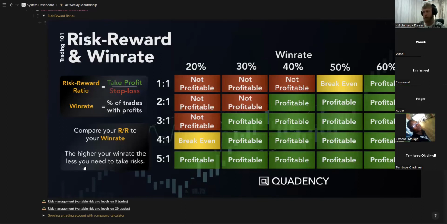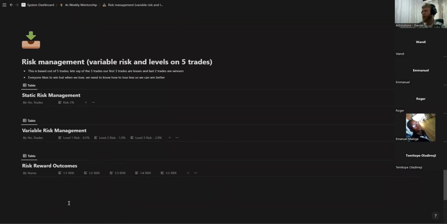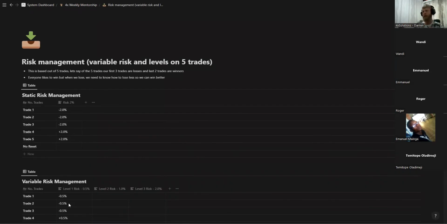So I'm going to show you something over here. And we classify this as static risk and variable risk. So static risk is taking the same amount of risk on every single trade, for 5 trades. So that's whether that's 1%, whether that's 2%, whether it's 1.5%. Static risk means that you're taking the same amount of money on every single trade. And that's the general rule.